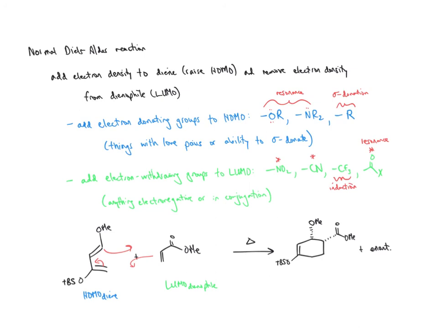Let's do the inverse electron demand Diels Alder reaction. This is going to react the LUMO of the diene with the HOMO of the dienophile. Here we're going to add electron density to the dienophile. This is going to raise the HOMO, and you're going to do this via, as we said before, electron donating groups.